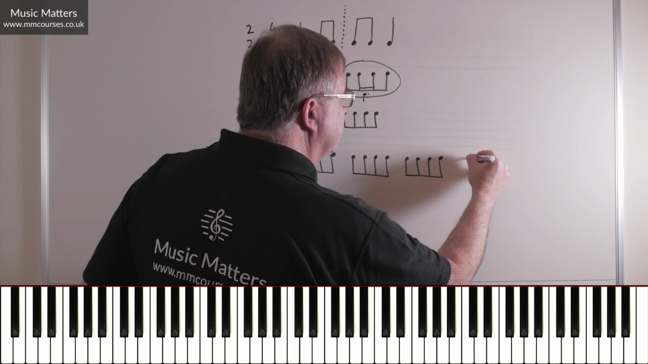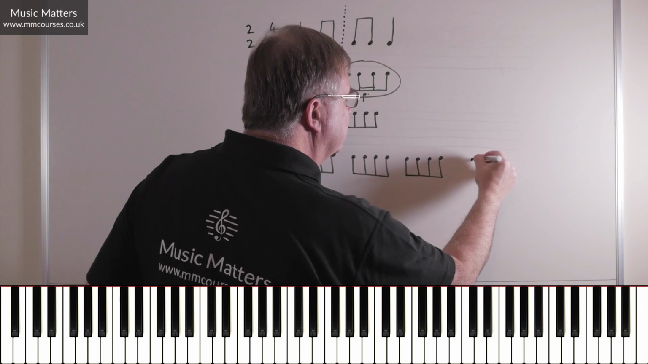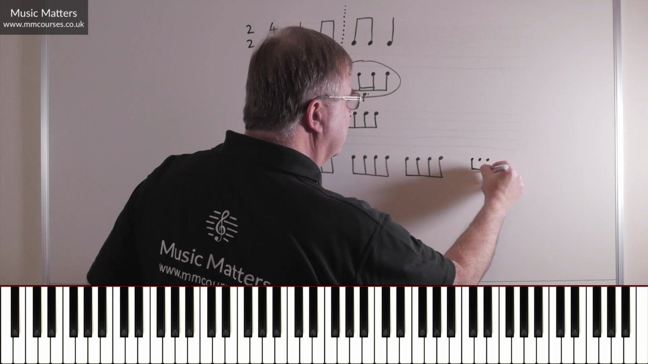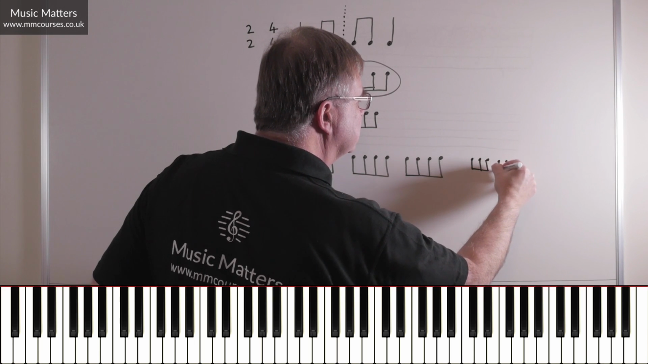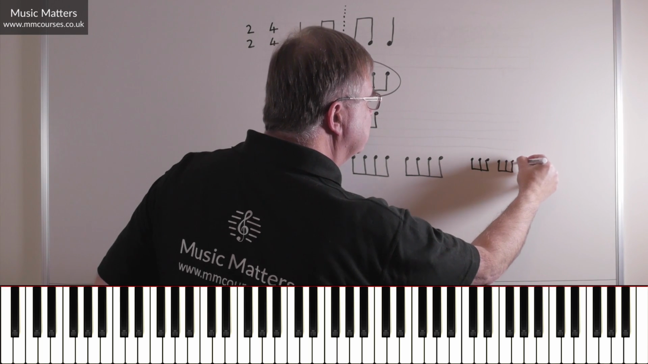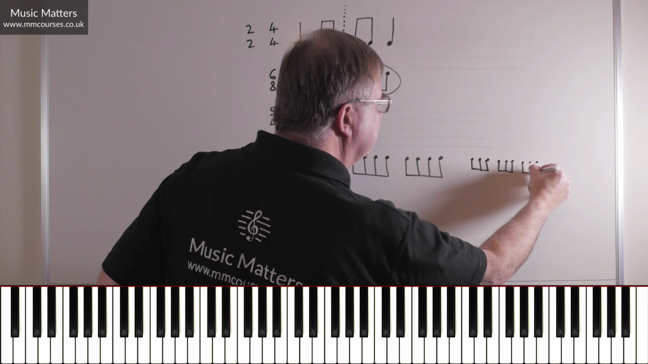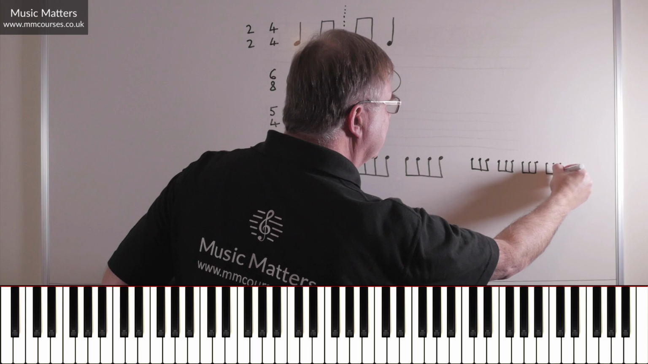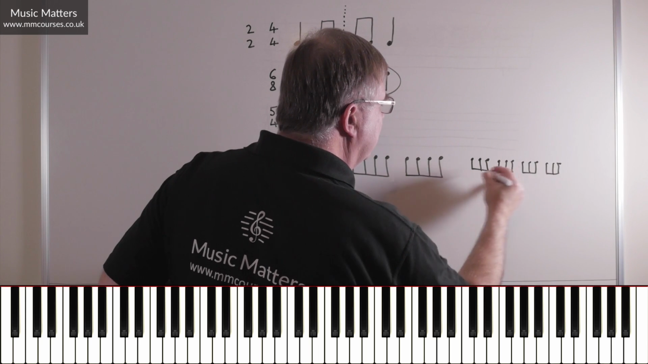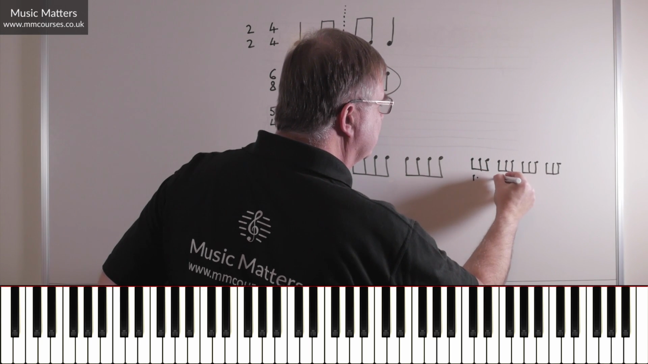So in 12/8, this would look like this. You'd have groups of 3. 1, 2, 3, 4, 5, 6, 7, 8, 9, 10, 11, 12. And that would throw up these beats.